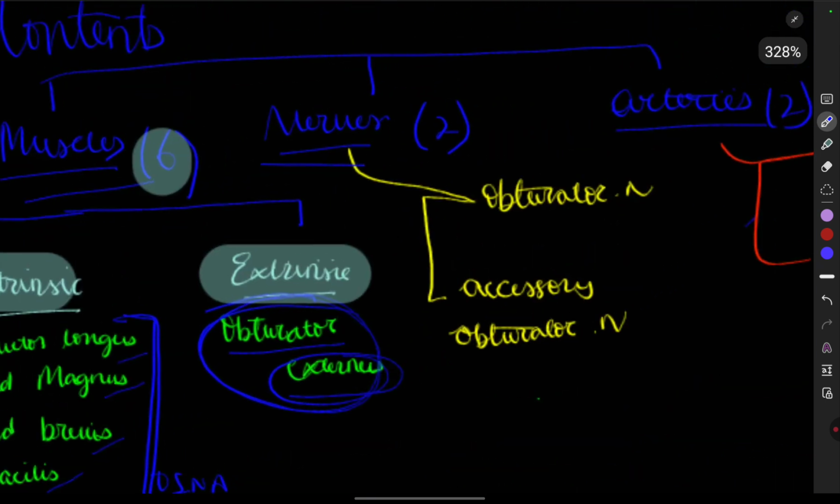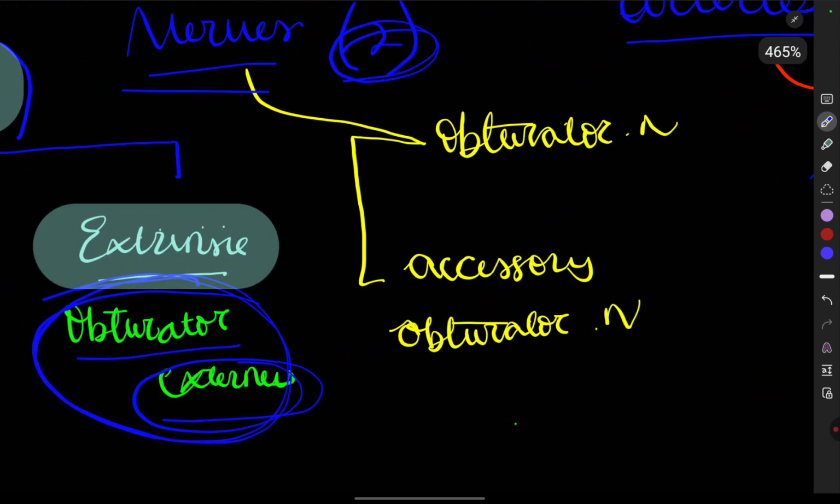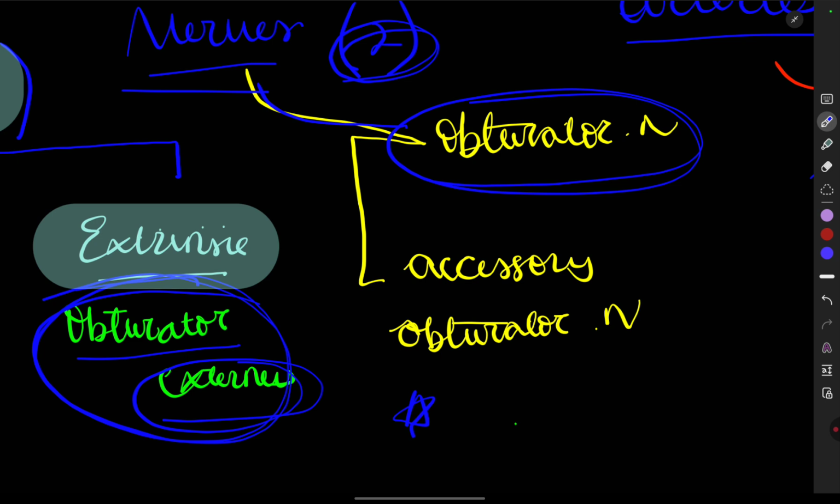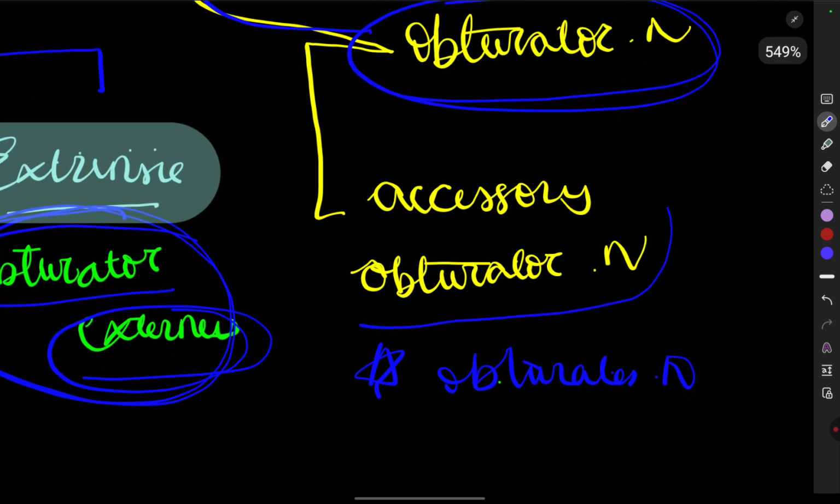So this is about the muscles and the nerves. There are 2 important nerves. One is the obturator nerve. Just remember that the common nerve that supplies all the muscles of the medial compartment of the thigh is the obturator nerve, and the accessory obturator nerve.